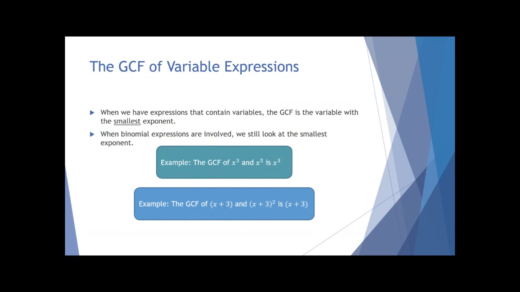When binomial expressions are involved, then you also look at the smallest exponent. So that's the one in blue, the GCF of x plus 3 and x plus 3 squared is x plus 3. Because the exponent in x plus 3 is a 1, you can't really see that, let me switch my color, is a 1, and 1 is a smaller exponent than 2, so you take the one that has the exponent of 1. So with variables, you don't even need to do prime factorization. You basically don't have to do any thinking. You just look which has the smallest exponent, bam. So it's actually easier than with numbers.